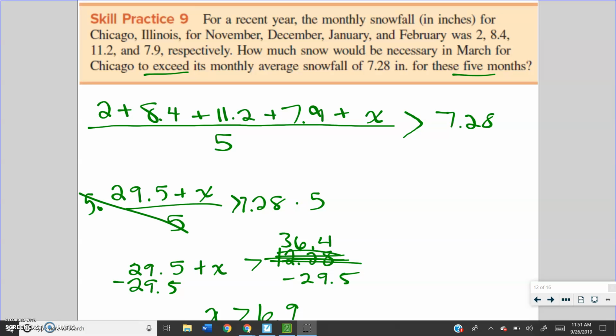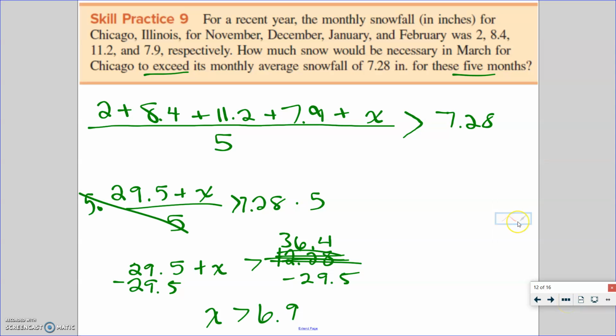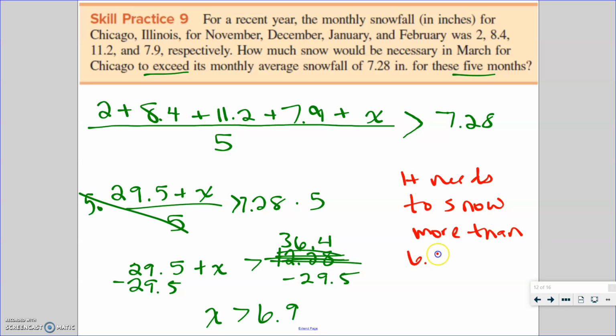So since this was a word problem, we should go back and actually write a nice sentence. That's going to be a big focus this year. So we should write, it needs to snow more than 6.9 inches to exceed the average. Okay, so a nice little sentence like that.